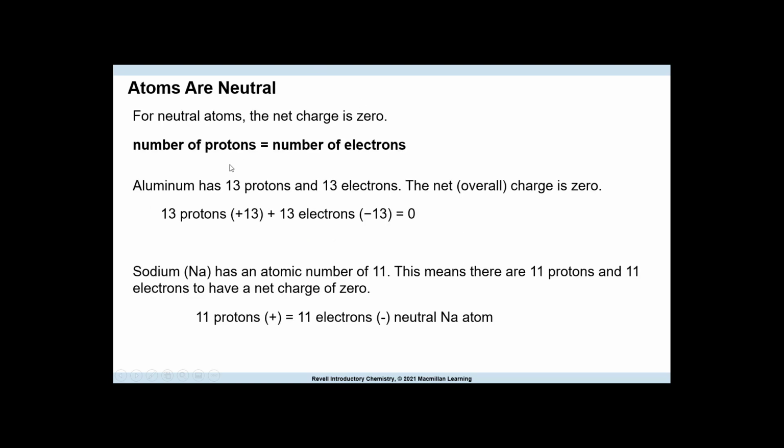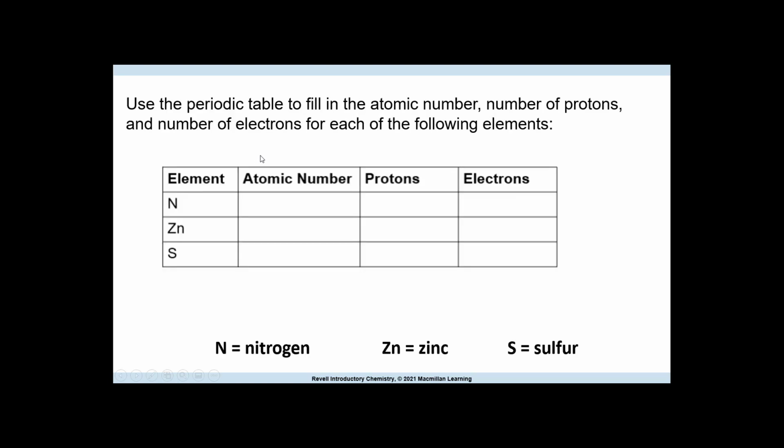Okay, so right now we're talking about neutral atoms. That means the number of protons and the number of electrons equal each other. All right, so before I go into isotopes, I want to give some practice to some of this stuff. Using the periodic table, fill in the atomic number, number of protons, and number of electrons for the following.